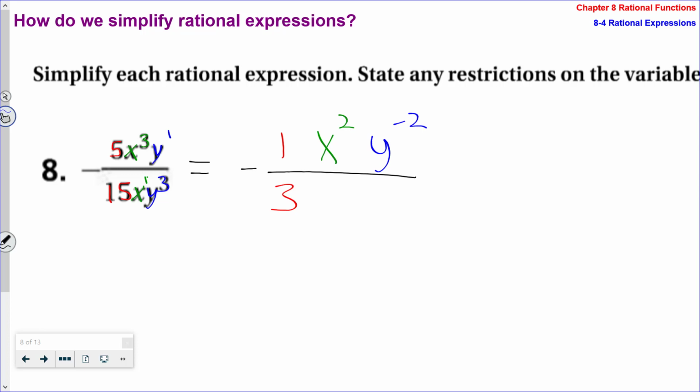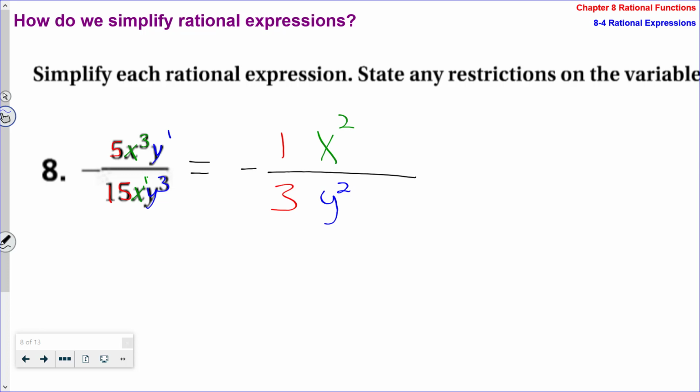Am I going too fast for anyone? And like we did in the past, when your exponent is negative, to make it positive, you bring this factor down to the denominator, and the negative 2 is going to become a positive 2. Do you all remember doing that a couple of units ago? So y to the negative 2 in the numerator becomes y to the positive 2 in the denominator. So simplified is 1/3 x squared over 3y to the second power.